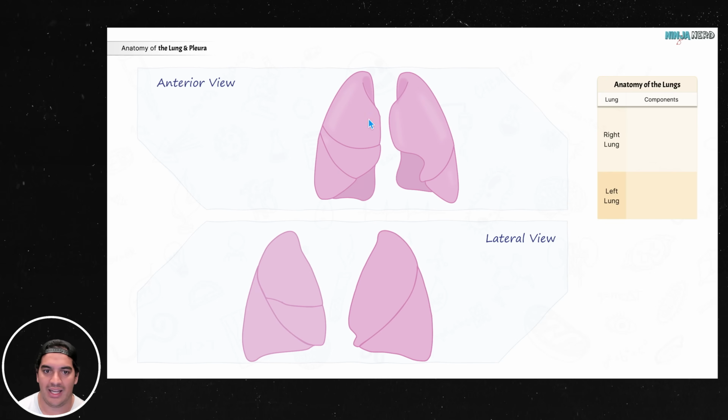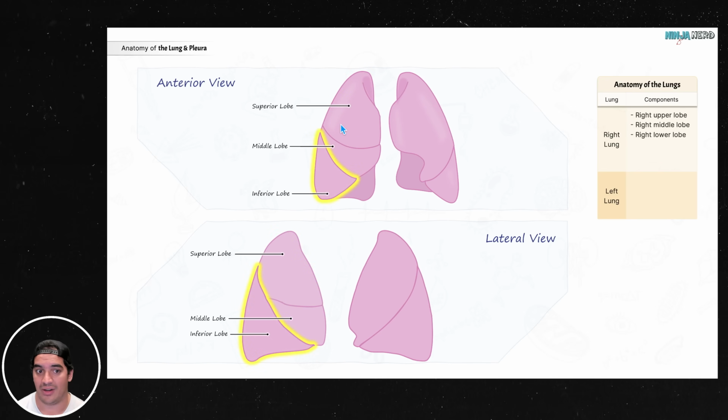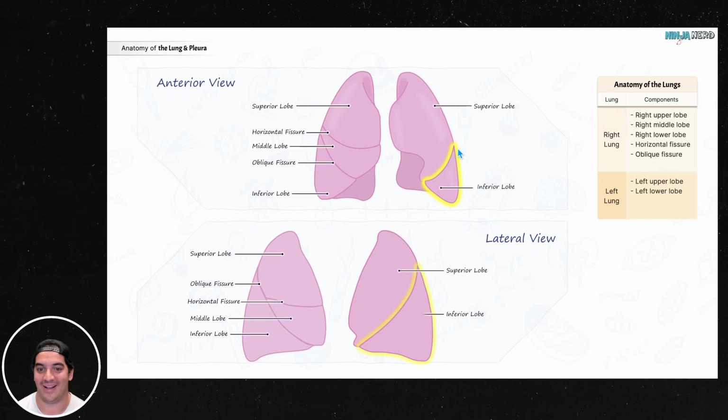Anteriorly, we have a really good appreciation of the lobes. Here we have 3 lobes in the right lung and 2 lobes in the left lung, right? So 3 in the right, 2 in the left. With the right, there's the superior, the middle, and the inferior, and they are separated by fissures. Here is the horizontal fissure, and here is the oblique fissure. You're going to see the same thing here. Here's the superior lobe, here's the inferior lobe, and they're separated by the oblique fissure. So it's pretty simple to see the overall lung look.